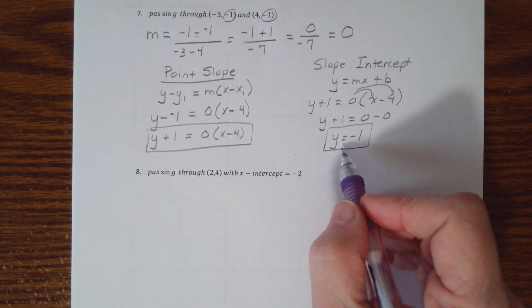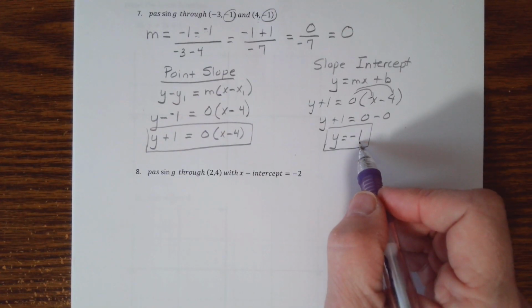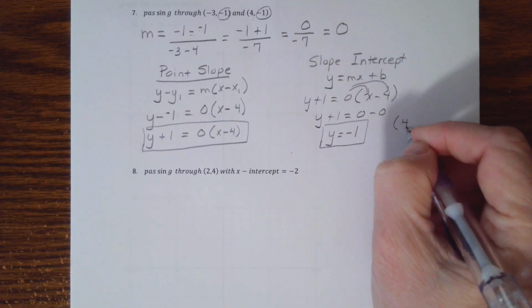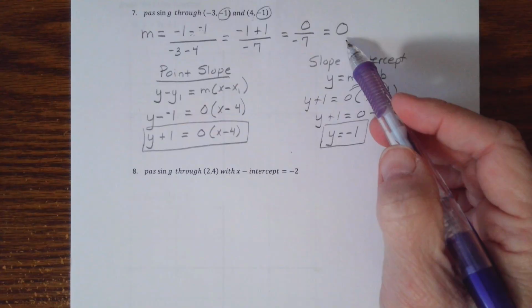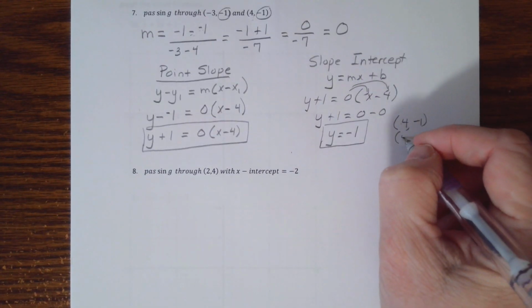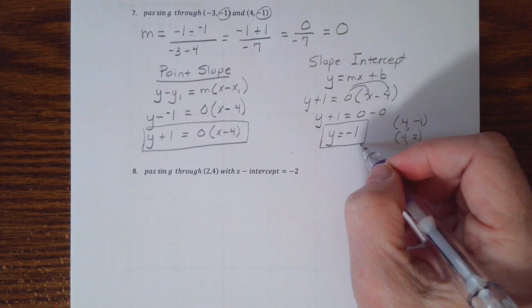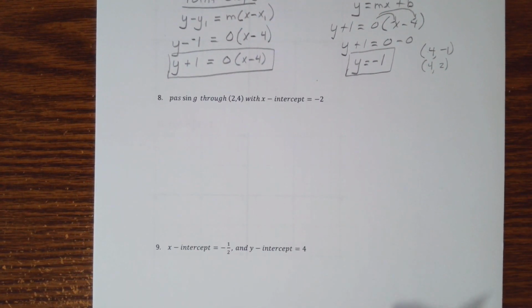So this one, all my y's have to be -1. So I could put in 4 and it would be -1. And since my slope is 0, that tells me that this is a horizontal line. Anyways, we'll move on. So number 8.